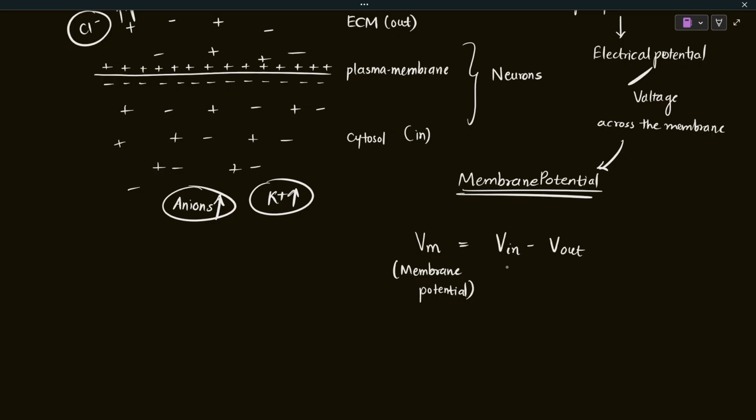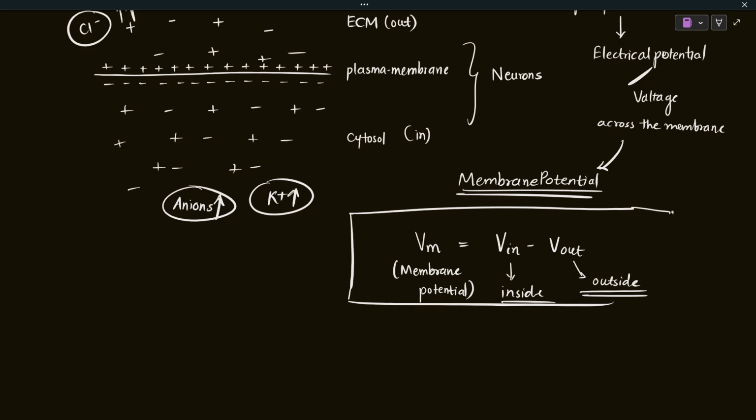It is written as V inside minus V outside. So this is the voltage on the inside of the cell, the cytosolic face of the plasma membrane, minus the extracellular side of the plasma membrane. So this equation gives us the membrane potential of a cell. The membrane potential of a cell when the cell is at rest, which means it is not receiving any stimulus, is known as resting membrane potential.